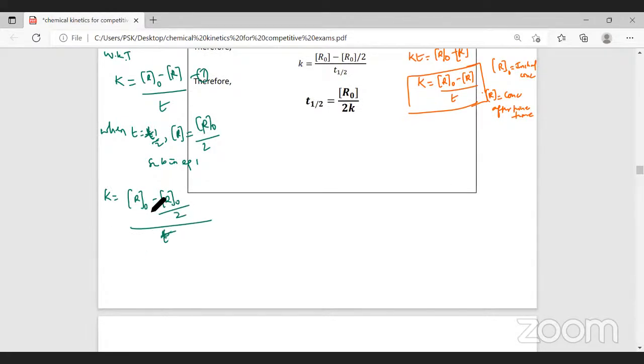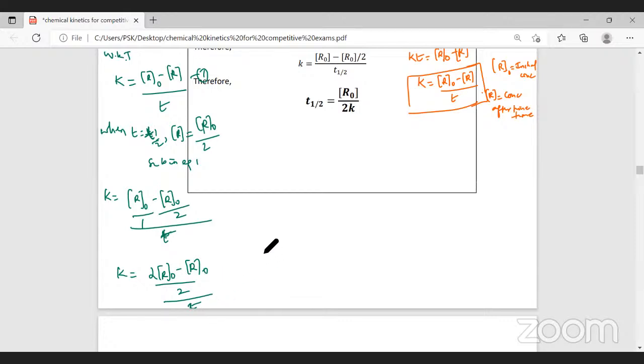Can I take LCM? So I can write it as 2R naught minus R naught divided by 2, divided by T. Yes or no? This we take as 1. So LCM is what? Least common multiple. So 2 into 1 is what? 2 into R naught. You get 2R naught. Yes or no? Mathematics, you know. Yes, sir.